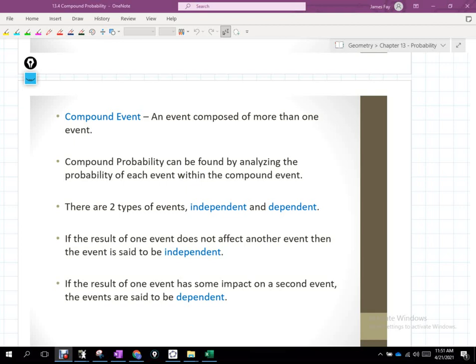Now, there are two types of events that we're interested in. And the types of events that we're interested in are going to dictate the approaches, the formulas, and procedures that we go through to determine probabilities. Okay? The two types are what we call independent and dependent. What is the difference? What do those words mean, Jagger?